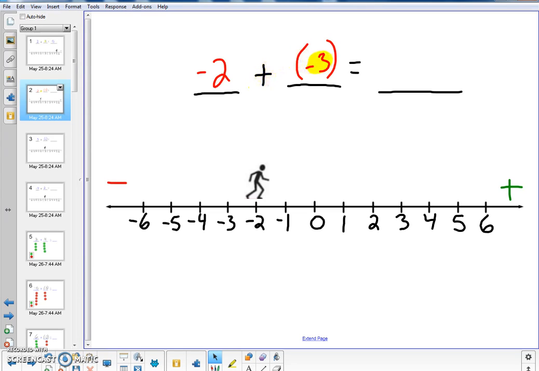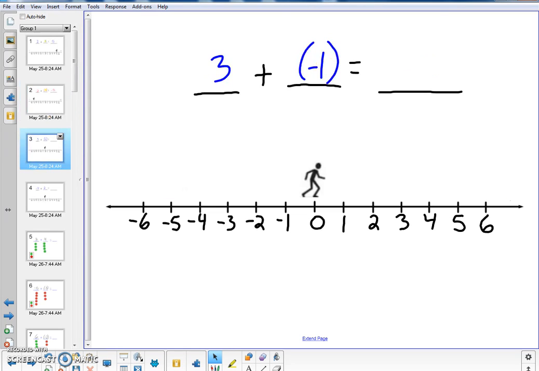Now, we are adding a negative 3. When you add that negative number, instead of going 3 spaces in the direction in which he is facing, he's going to go 3 spaces backwards. So we're going to count it 1, 2, 3. So negative 2 plus negative 3 is negative 5. Let's try one that has both operations. A positive 3 plus a negative 1.